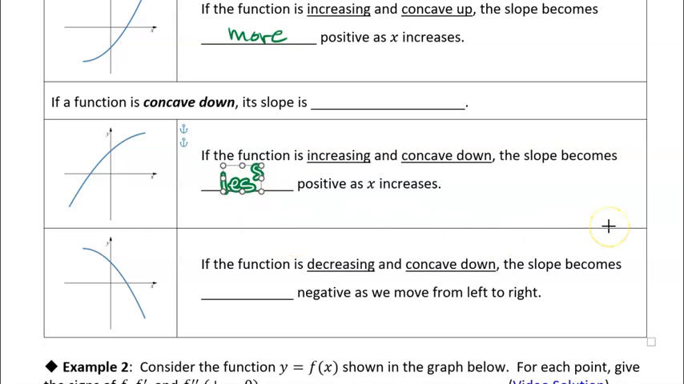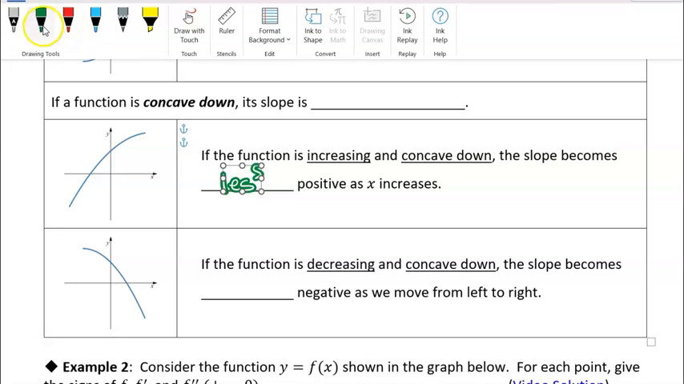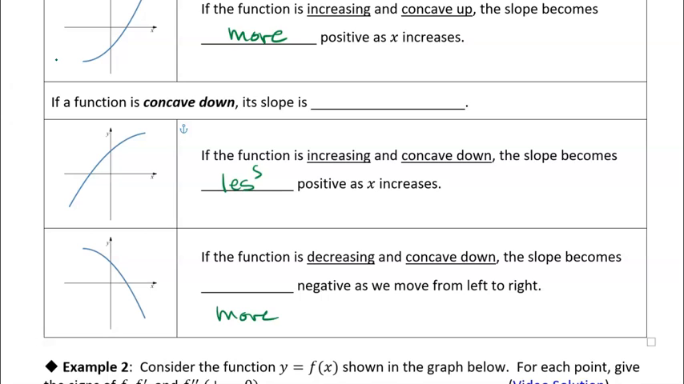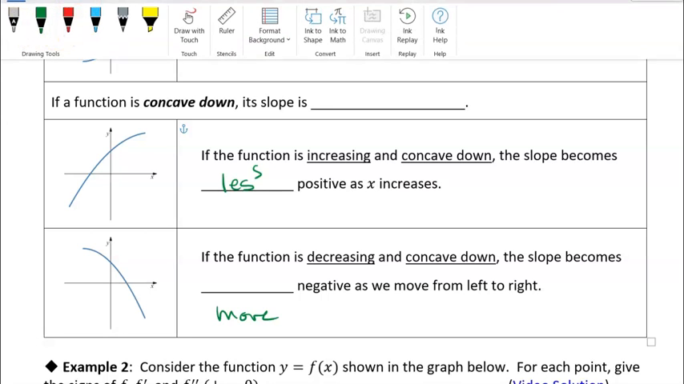All right, it's less positive, right? So, it might start out with a slope of positive 10 and then go to like positive 2 or positive 1, right? It's going to be less positive. And then if you have this case where it's decreasing and concave down, right? Now, the slope becomes more negative, right? Because if it's negative and it's decreasing, it's just going to become more negative. More negative.